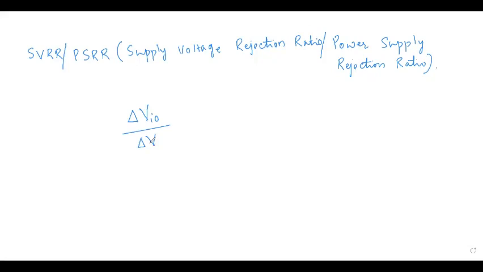Just now we defined input offset voltage. It is the differential voltage which is required to make the output voltage zero when there is no input applied. PSRR means it is the ratio of change in input offset voltage to the change in supply voltage, and it is expressed in microvolts per volt or decibels or dB.